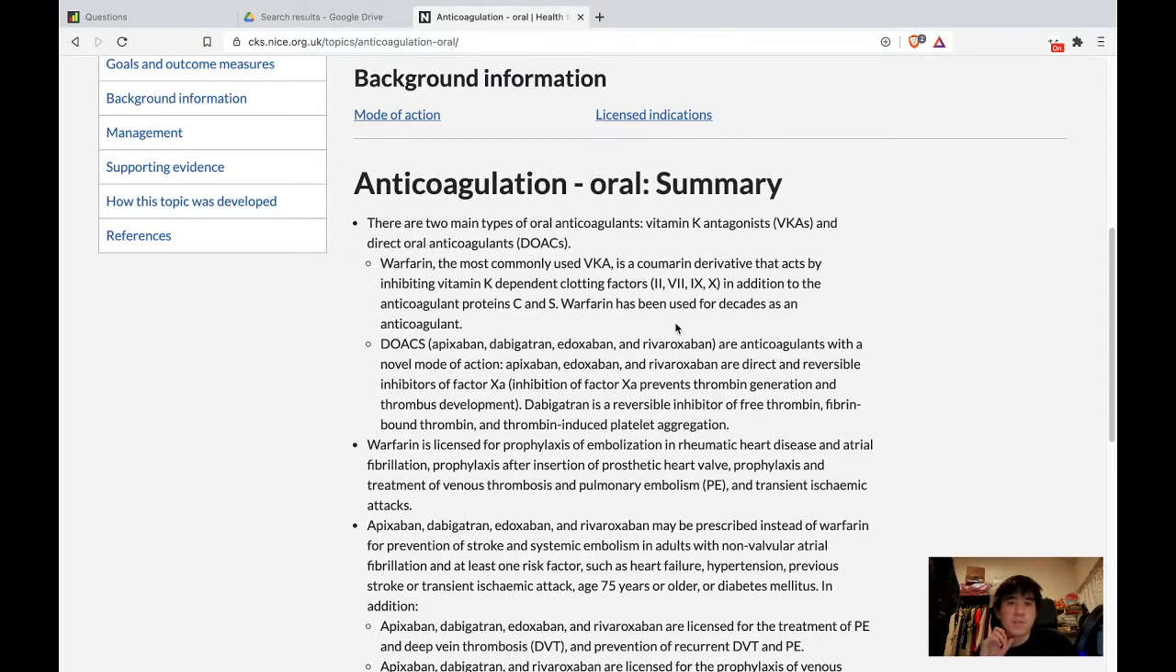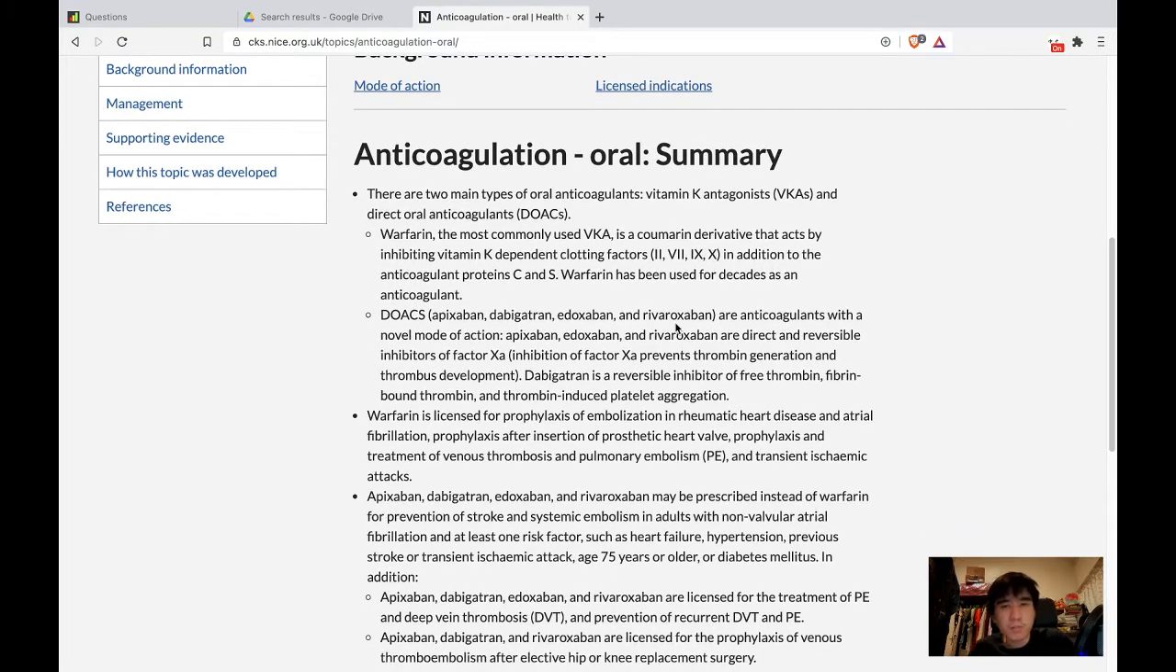There are two main types of oral anticoagulants, vitamin K antagonists, VKAs, and direct oral anticoagulants, DOACs. Warfarin, the most commonly used VKA, is a coumarin derivative that acts by inhibiting vitamin K-dependent clotting factors 2, 7, 9, and 10, in addition to the anticoagulant proteins C and S.